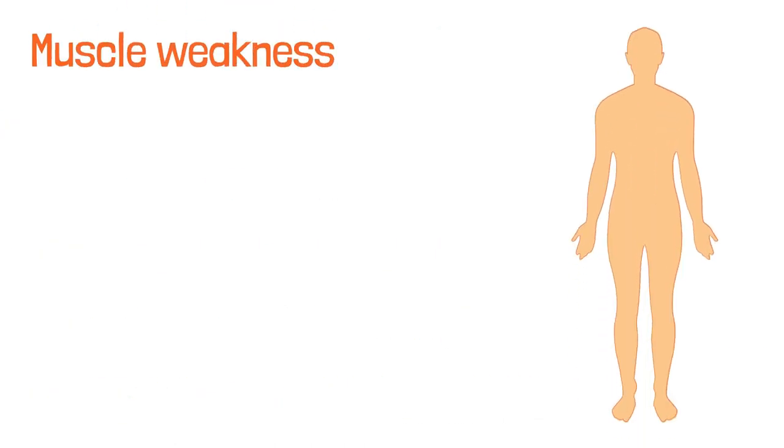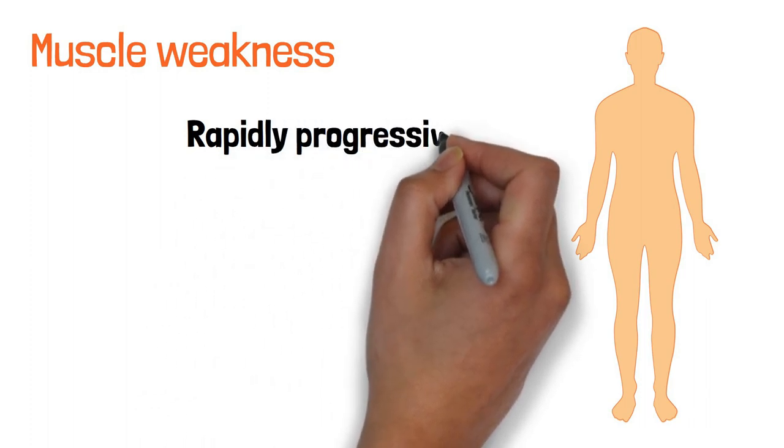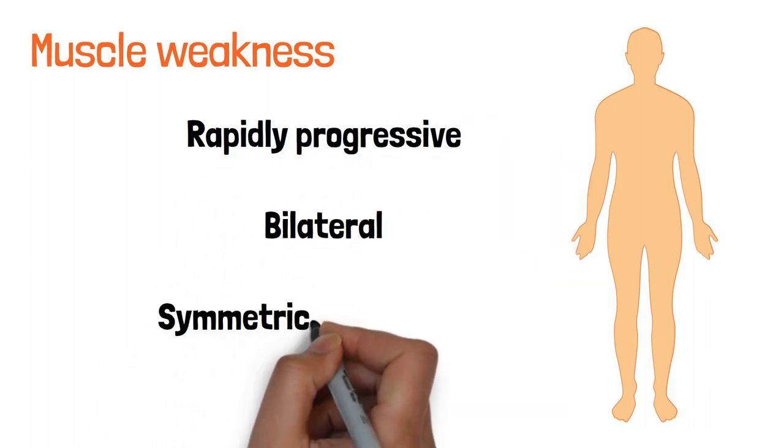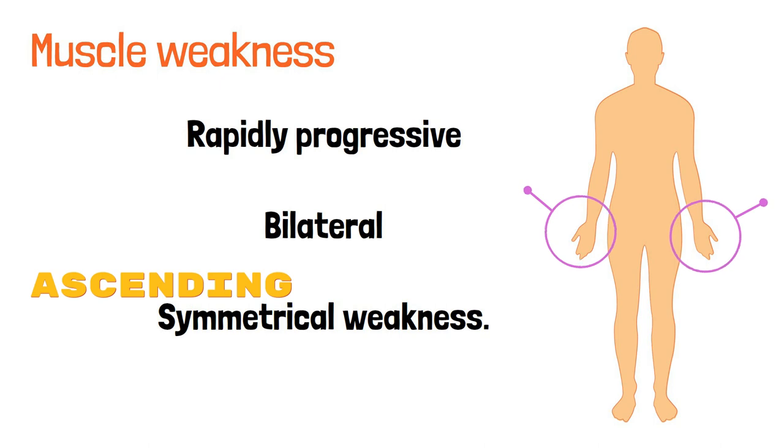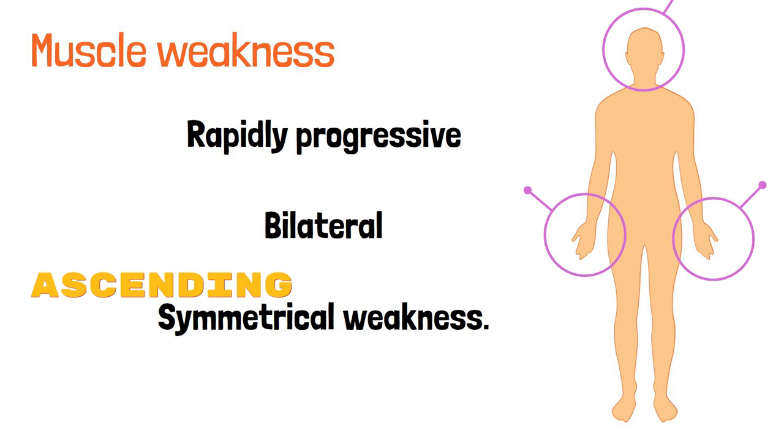When it comes to muscle weakness, in a typical presentation of Guillain-Barre syndrome, this is a rapidly progressive bilateral symmetrical weakness. The weakness usually starts in the distal lower extremities and then progresses upwards over a period of hours to days. This is an ascending symmetrical type of weakness. And this can ascend until the arms and cranial nerves, which would lead to facial, oculomotor, and bulbar weakness.